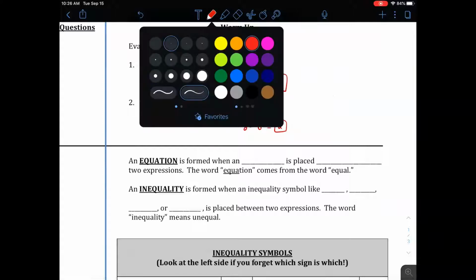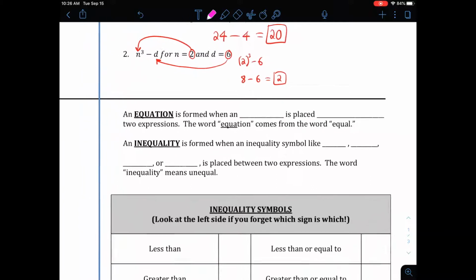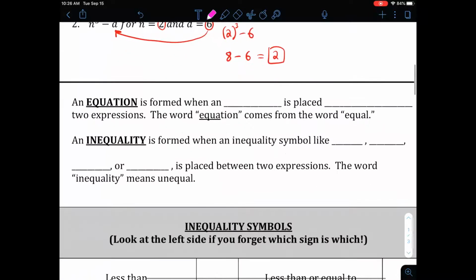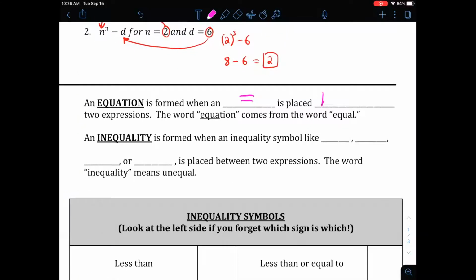All right, sounds good. Let's go ahead and change the colors here. So an equation is formed when an equal sign, when a what? And remember, when I say when a what, you can repeat that in your brain, or else you can repeat it out loud. That's going to help you remember this stuff. An equation is formed when an equal sign is placed between, what? Between two expressions. The word equation comes from the word equal.